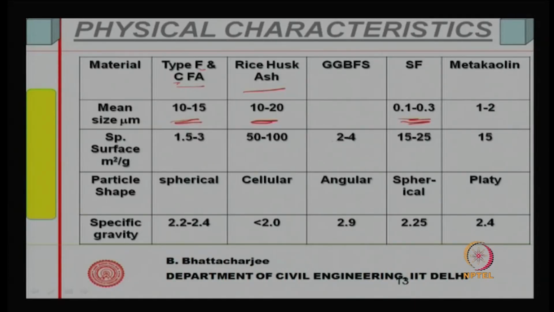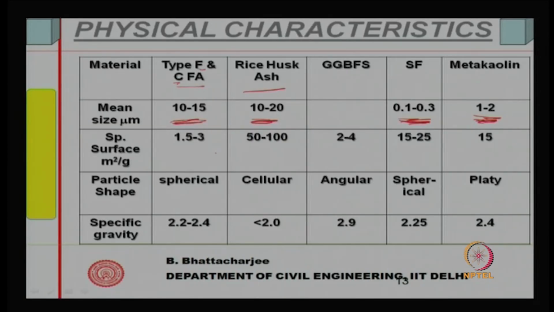Rice husk ash has a mean size of 10 to 20 micron, and silica fume 0.1 to 0.3, very fine. Metakaolin, which I said was a calcined clay, kaolin clay heated to 700 or 800 degrees centigrade and then rapidly cooled, can have a size of 1 to 2 micron. So, these are all in micrometer mean size. You can see the finest one is the silica fume, and the coarsest would possibly be rice husk ash or fly ash.